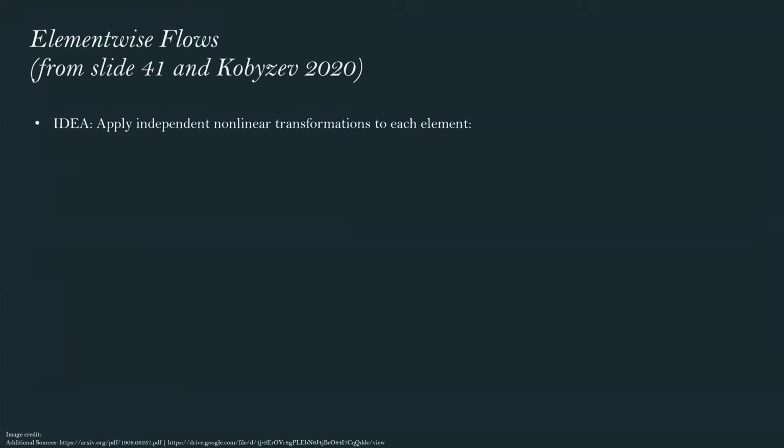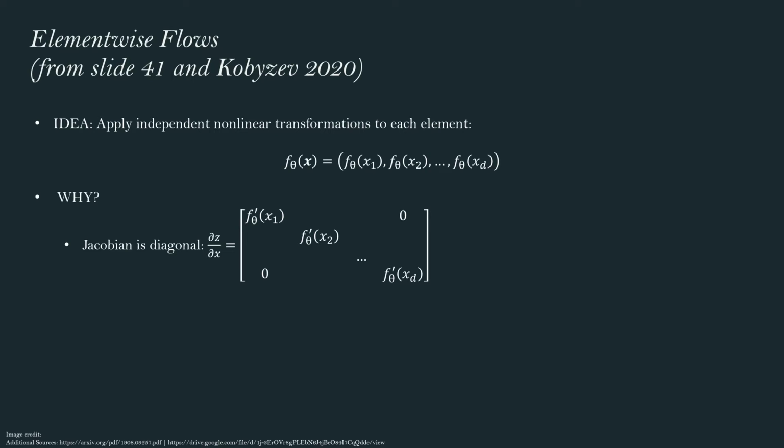So element-wise flows. The idea here is you're going to apply independent nonlinear transformations to each element. So you've just got f theta of x. This overall transformation f theta of x is f theta applied to x1, applied to x2, and so on. Of course, you could use parameter sharing, and this f theta could be the same across the board, which would be extremely restrictive. But you could also have separate ones: an f theta 1, f theta 2, f theta 3, and so on. So why in the world would you do this?